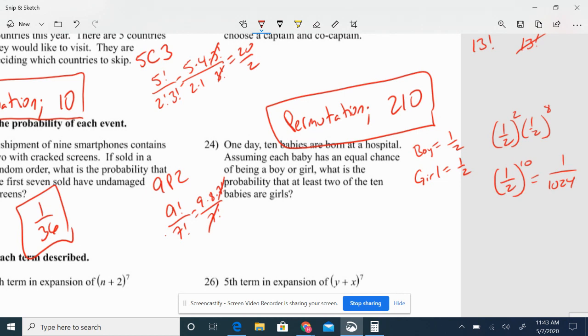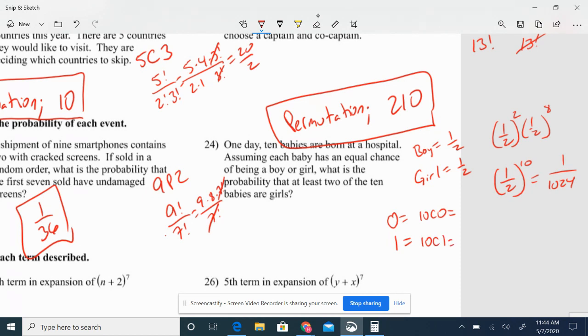How many ways can I rearrange this? Remember, I don't want to look at the probability that 2 of them are girls, 3, 4, 5, all of them. Instead, let me look at the probability that 0 are girls and the probability that 1 of them is a girl. Whatever I get from those 2, I'm going to subtract from 1024. All right, so for the first one, I'm going to say 10 choose 0. And for the second one, 10 choose 1.